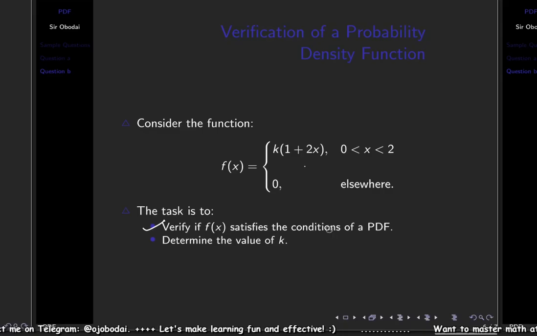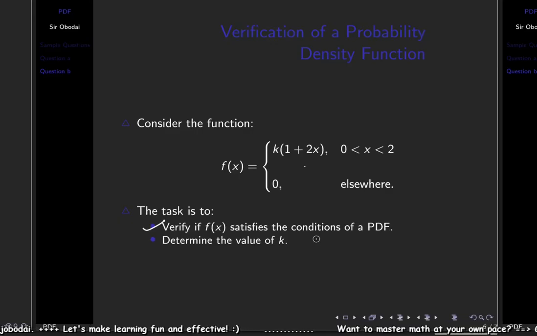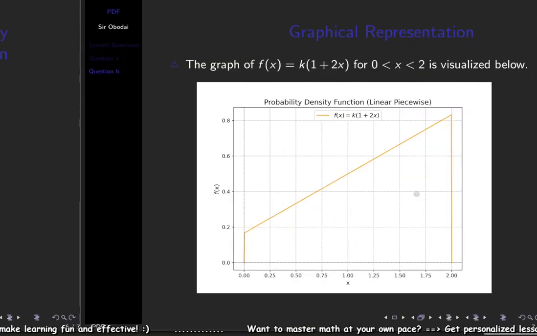So our task is first of all to verify that f of x satisfies the condition of PDF. And the condition is that it should give the function a value which is what? Greater than 0, right? Or it should be non-negative. Then the second one will be determining the value of k. Now, after solving all this, this is a visual representation of the function we would be working on.